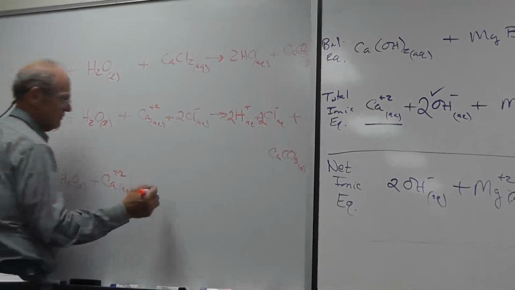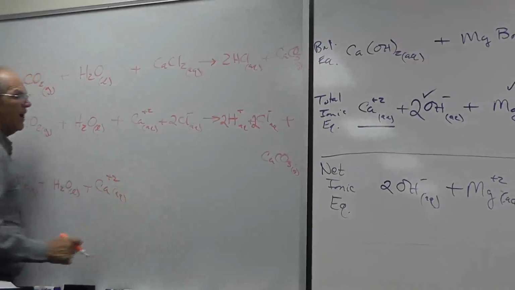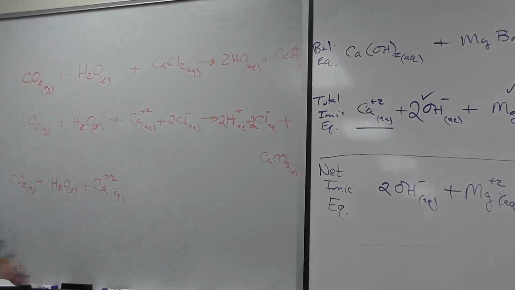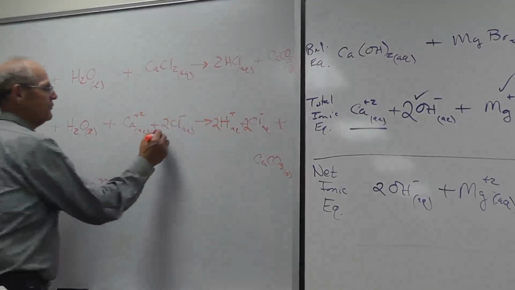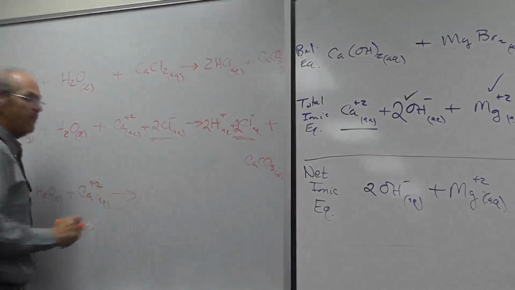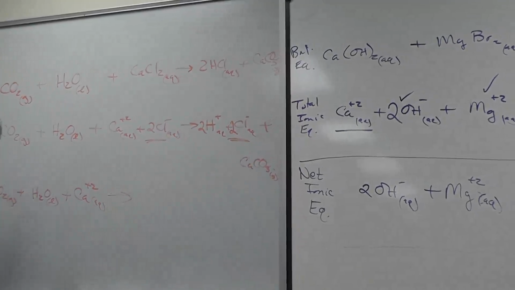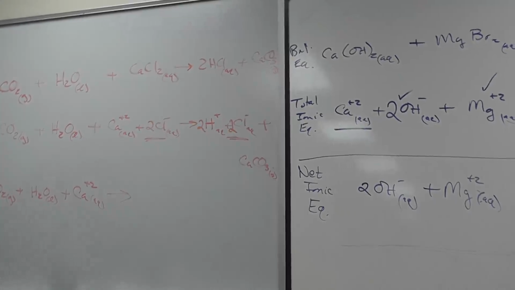Okay? What about the chloride ion? It doesn't change. It's a spectator. Okay? I have gone through all the items on the left side of the equation, correct? Now I'm ready to go to the right side of the equation.